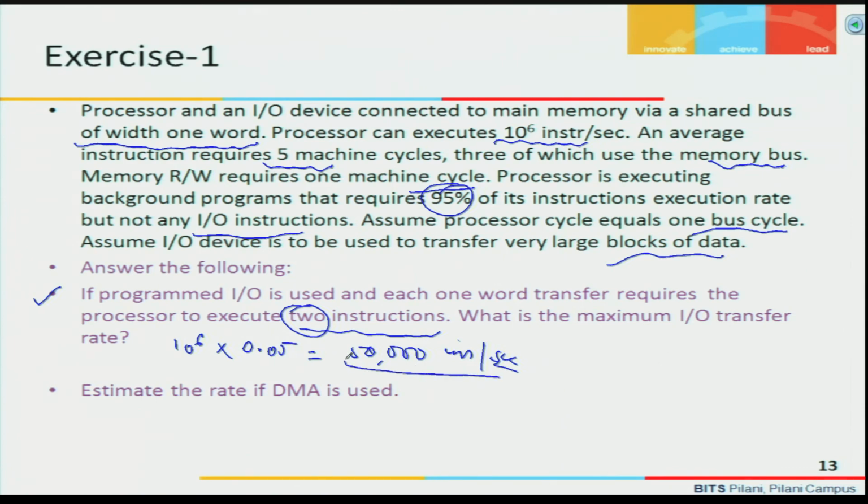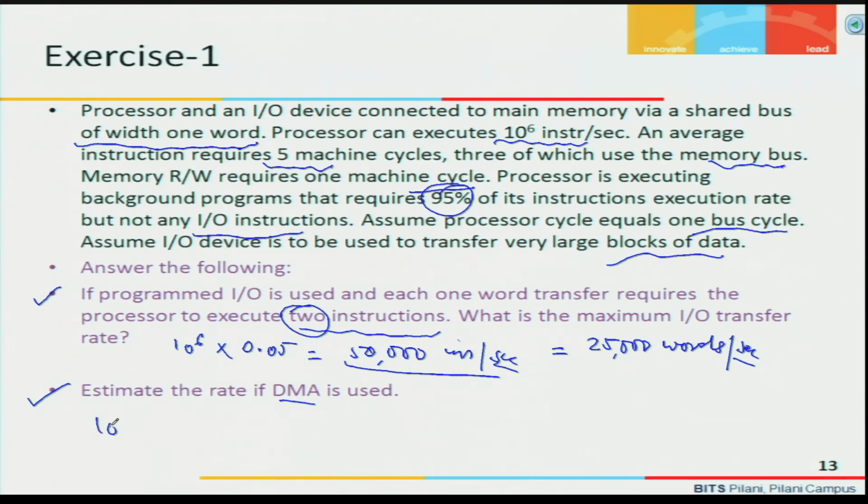Now 50,000 instructions per second it can execute for IO, and to transfer one word it requires 2 instructions. So the transfer rate will be what? 50,000 divided by 2, so it is 25,000 words per second. That is the IO transfer rate that can be achieved through programmed IO. Now you look at, in the same scenario, if DMA is used, then how it will happen, and let us say the DMA is using cycle stealing.